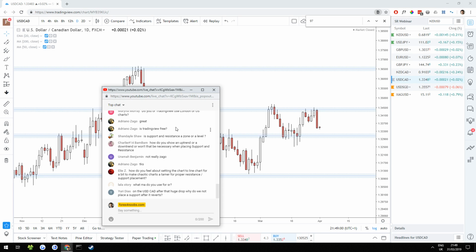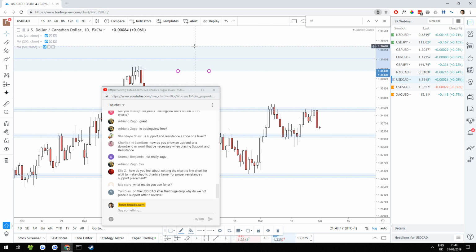Is support resistance a zone or a level? Support resistance is always a zone. You can never have just a straight up level of support resistance. It's always a zone, and that's part of the reason why I like using shaded areas. It just reinforces in my mind that it is a zone, and when I look at it, I see it as a zone. Now, like I said, it doesn't matter how wide this is or how narrow it is. A lot of people just use solid lines, but it is always a zone.